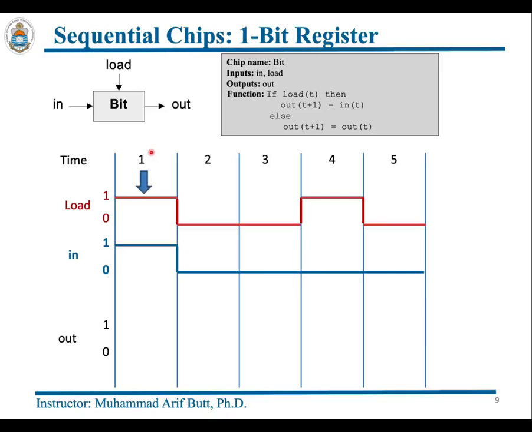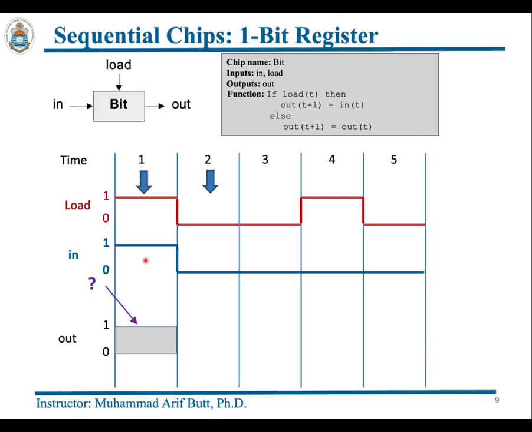Well, at time unit 1, if we try to read this out, we cannot determine the values as we do not know the history. That is, we do not know the state of the bit register at time 0. At time 0, we do not know the state, so we will not be able to determine what the output is. So let us put a gray over here. Moreover, keep in mind that at time unit 1, since the load is high and this in input is 1, this 1 is stored inside the bit register, thus making the state of the bit register 1.